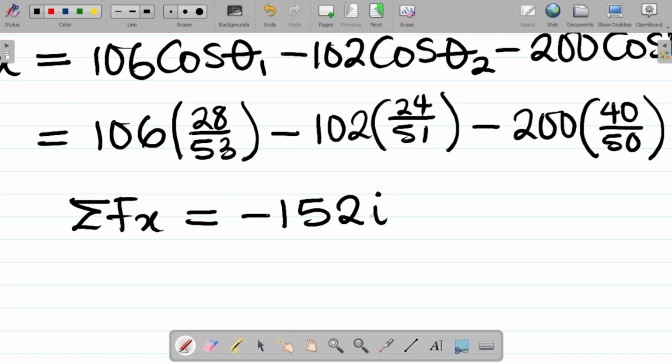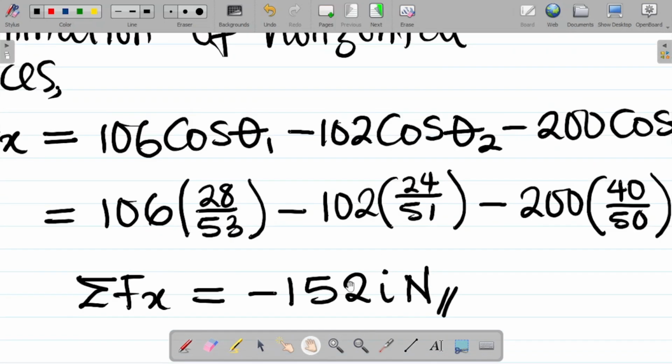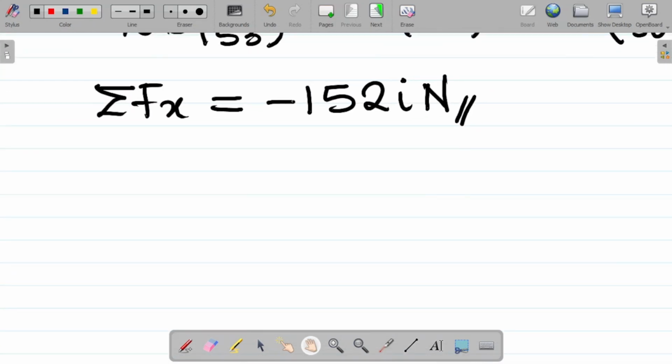Of course, this will be in i. I means that it's in the x-axis. And instead of pounds, I'm using Newton. You could use pounds if you want to, but just for convenience sake, I'm using Newton. All right, I've gotten the summation of horizontal forces. Let's get the summation of vertical forces.